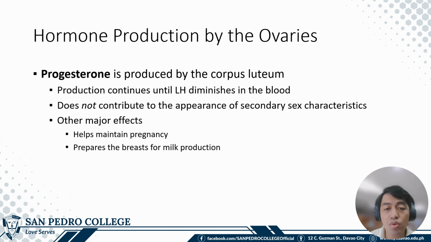Progesterone naman is produced by the corpus luteum, which is the remnant of the Graafian follicle. This does not contribute to the appearance of the secondary sexual characteristics.